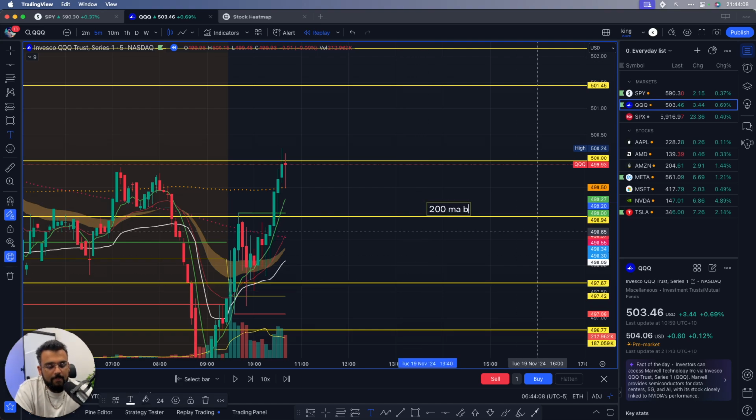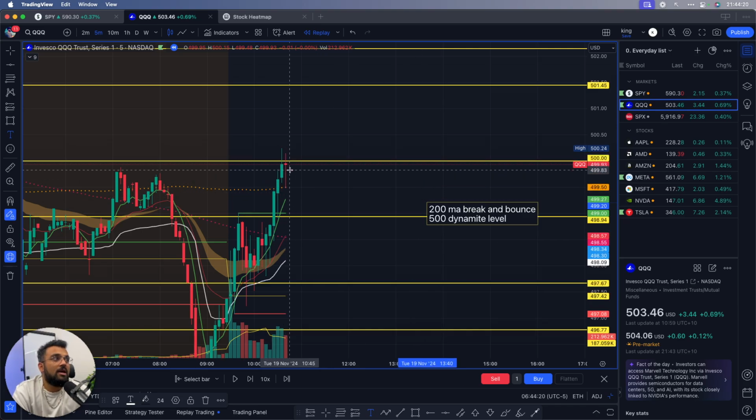200 MA break and bounce. What's the second area of confluence that I'm looking at? 500 dynamite level. That means we're trying to break the 500 dynamite level. If it breaks the 500, man, because we already tried twice, if it breaks, we're going to make a nice move. So 500 dynamite level.